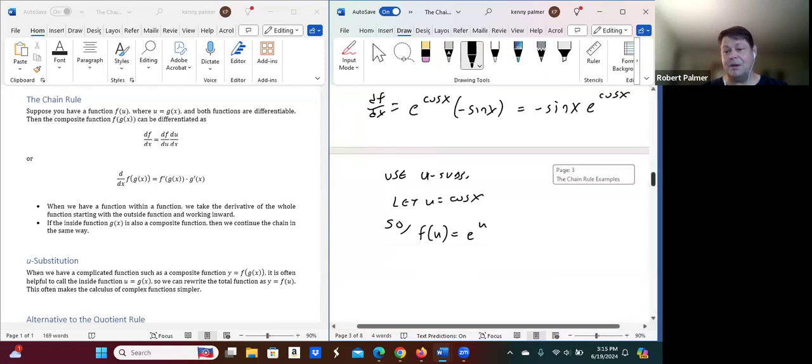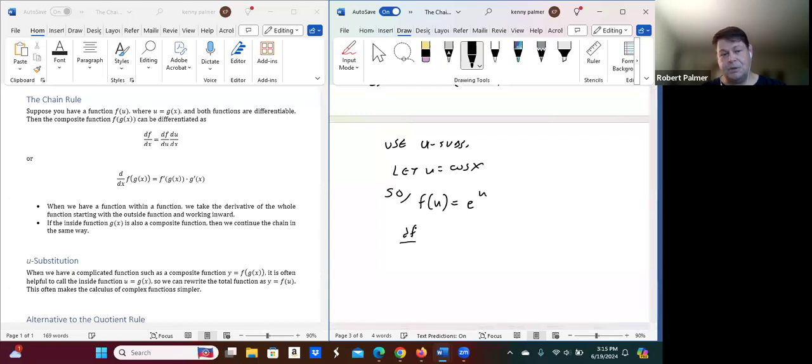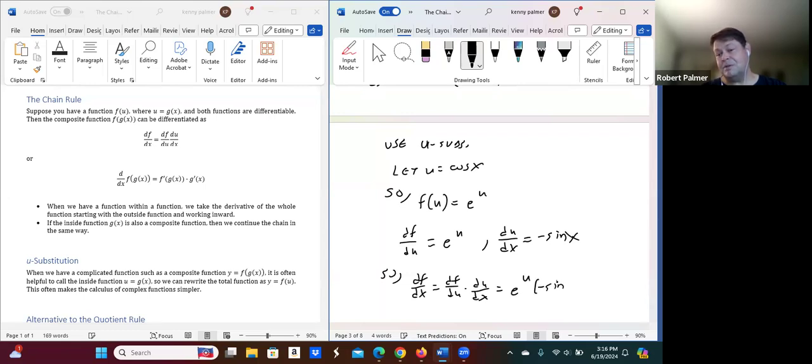So if you take the derivative separately, once again using this rule here, df du, the derivative of f with respect to u as our independent variable. So the derivative of this with respect to u is just e to the u. If we take the derivative of u with respect to x as the independent variable, the derivative of cosine is negative sine of x. And then df dx is equal to df du times du dx. Put both of them together, e to the u times negative sine of x.